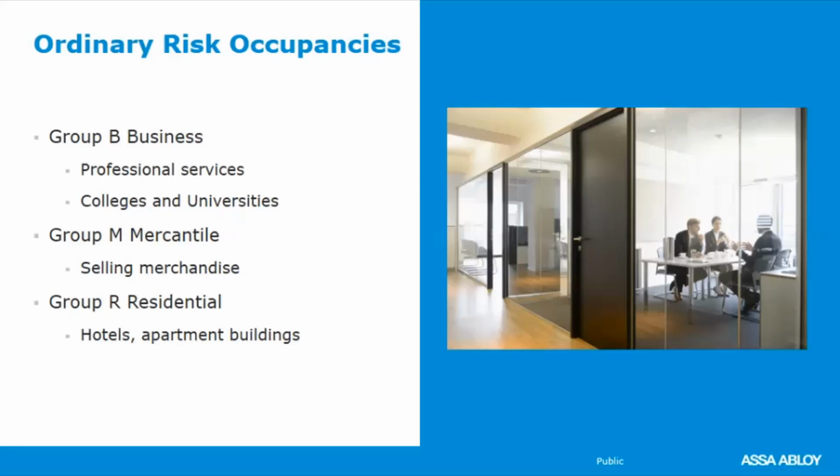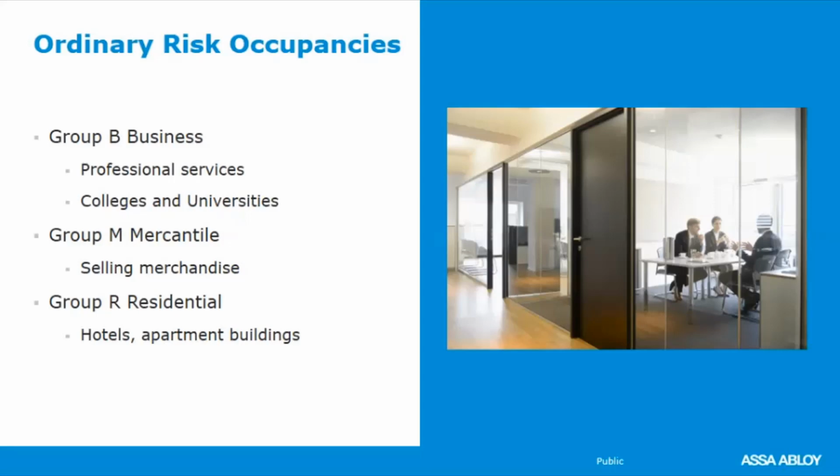Ordinary risk occupancies include Group B business, which is for the transaction of professional services. It also includes colleges and universities. Group M mercantile is for selling merchandise, very similar to Group B business, but instead of selling professional services, you're now selling materials. And Group R residential includes hotels, apartment buildings, dormitories, and similar type housing buildings, commercial housing buildings. So this is what the code is written around.